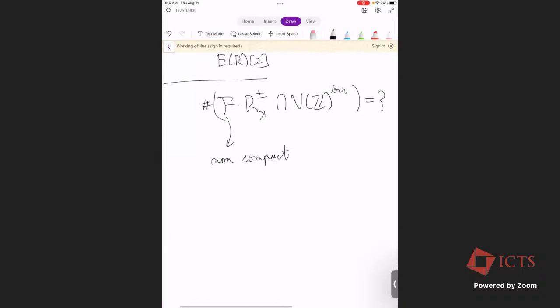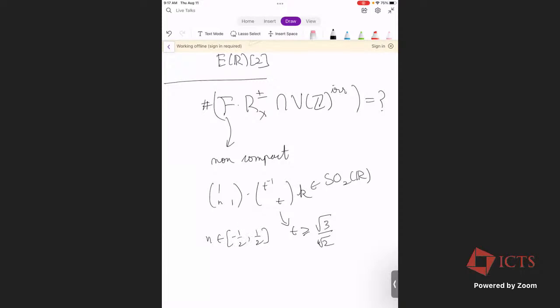In fact, I can describe F quite nicely. It's basically things of the form 1 n 1 times T inverse T times some element K, where K is contained inside SO2R. So K is not a problem. K is contained inside some compact group. T is going to be bigger than some constant. I've forgotten the constant. It's some non-zero constant. And N is going to sit between -1/2 and 1/2, unless T is small, in which case N is a little bit more complicated, but it doesn't really matter. N is always absolutely bounded.